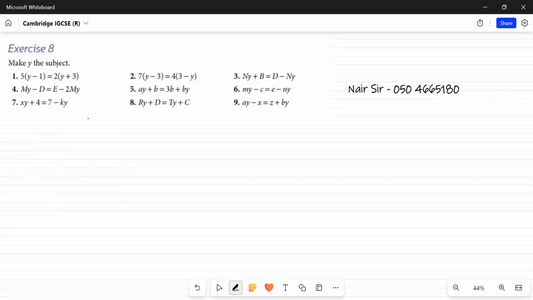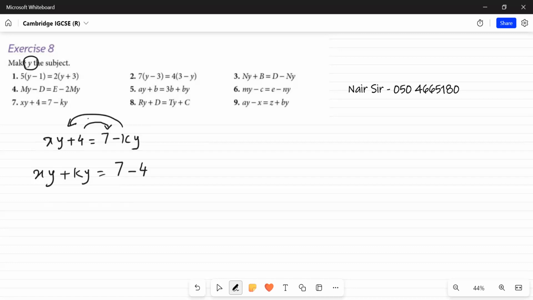Question number 7. xy plus 4 is equal to 7 minus ky. What you are doing is grouping. And remember, what are you making the subject? y is the subject. So xy, this is minus ky, comes to this side. What does it become? Plus ky is equal to 7. This plus 4 comes to this side. What does it become? Minus. 7 minus 4.